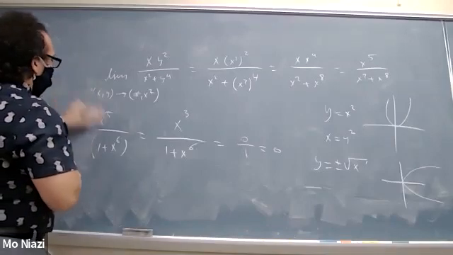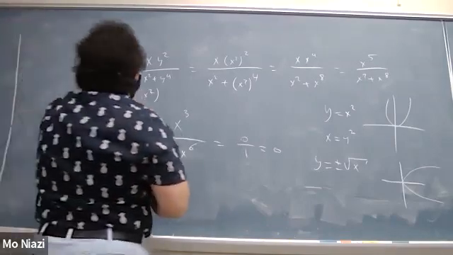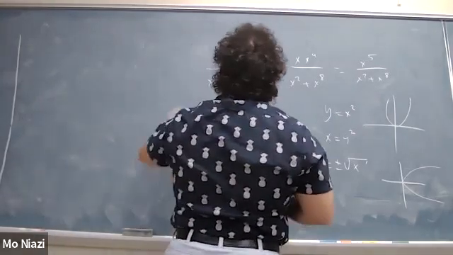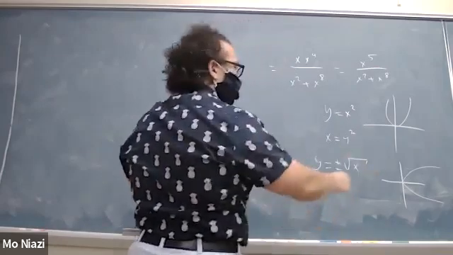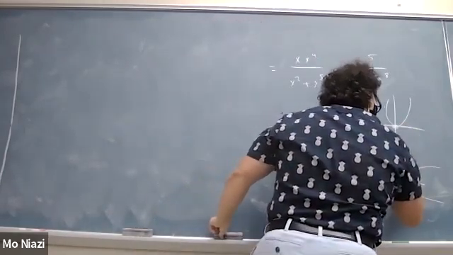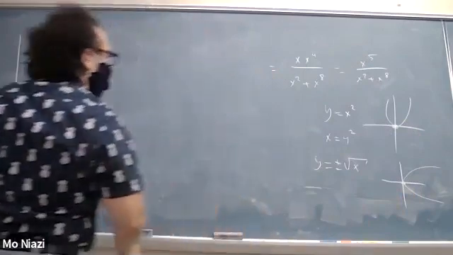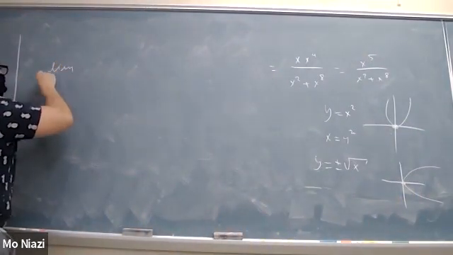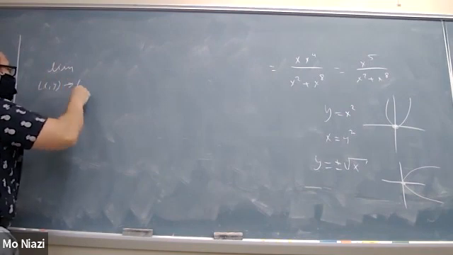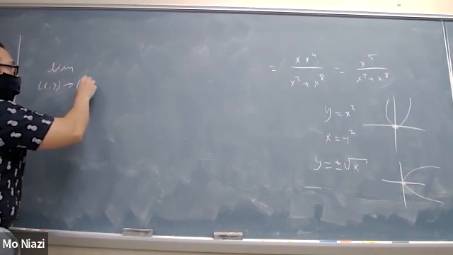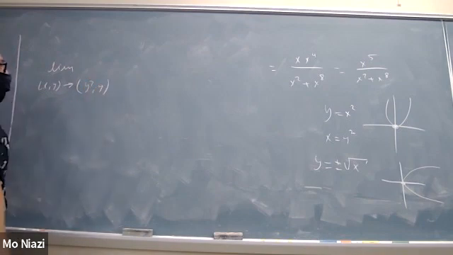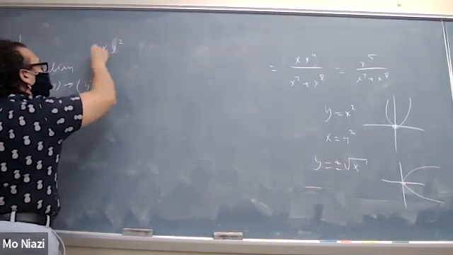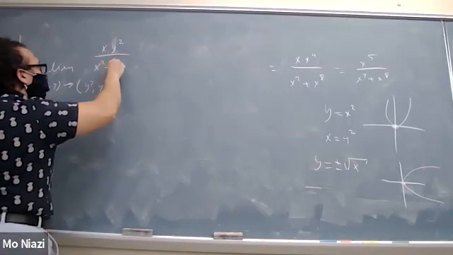All right. So let's consider this path. It still intercepts our region of interest. What about x is equal to y squared? The limit as x, y approaches y squared, y. Oh, I keep wanting to make that the exponent. There we go.